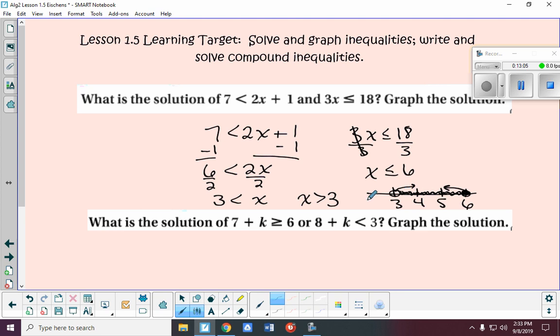Now again, this is kind of like a sandwich. You could write it this way too. x is less than or equal to 6, and x is greater than 3. That's another way of expressing that solution set.